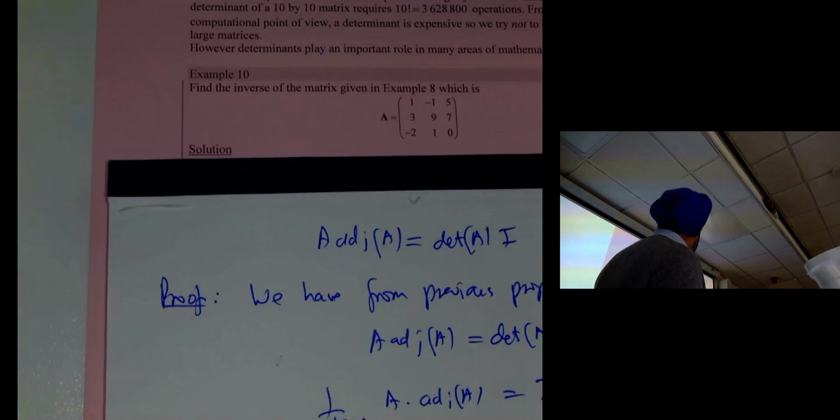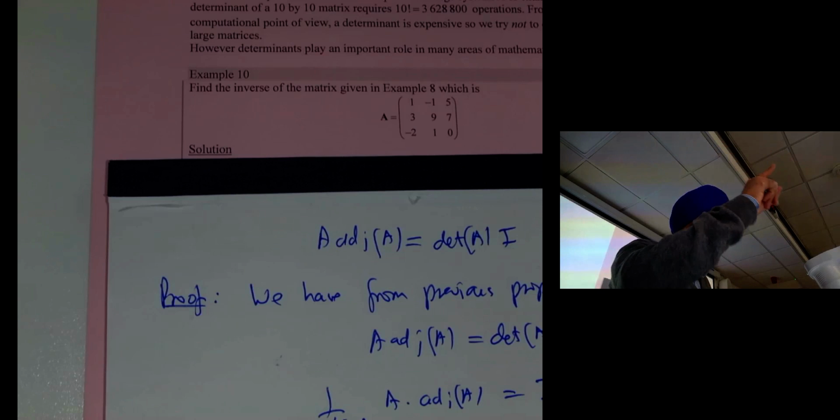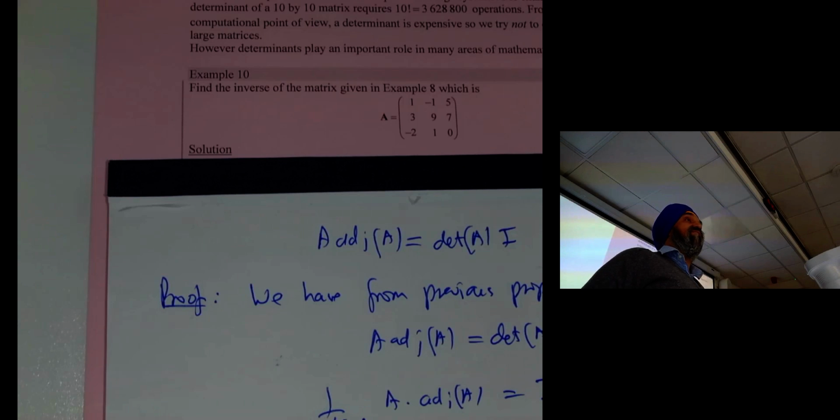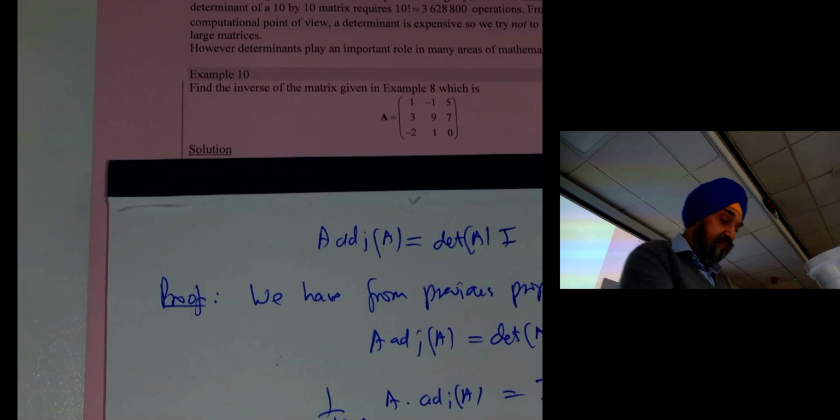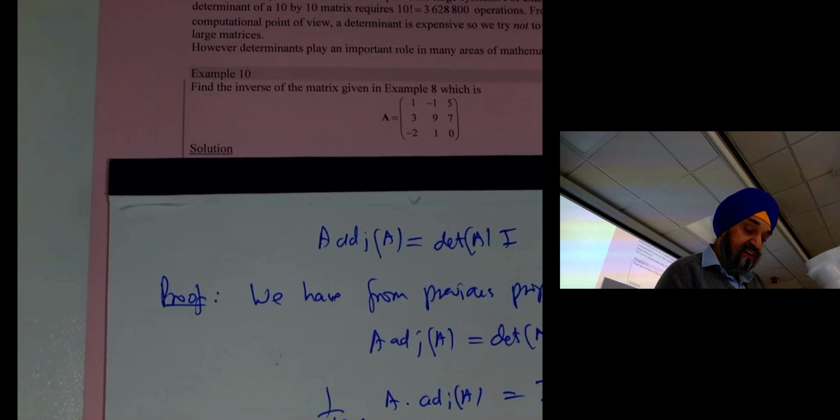How do we find the inverse of this matrix? We've done all the hard work. How do you find the determinant of this? Sorry, I mean, find the inverse. To find the determinant, you're right. How do you find the inverse of this? We've done all the hard work. The inverse is given by that, isn't it?